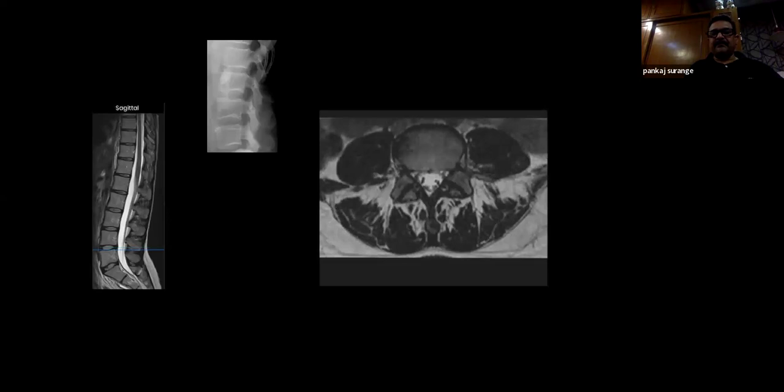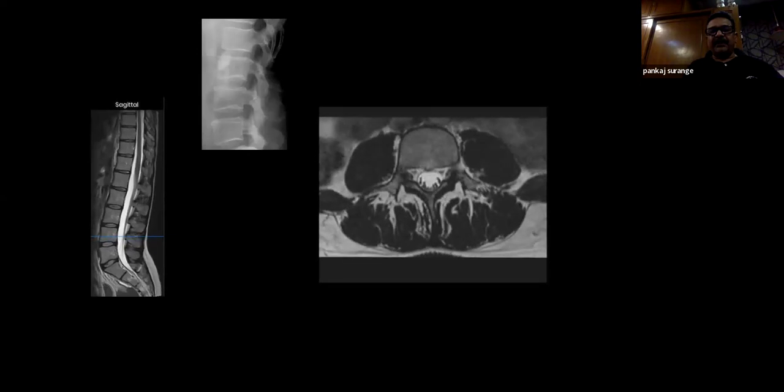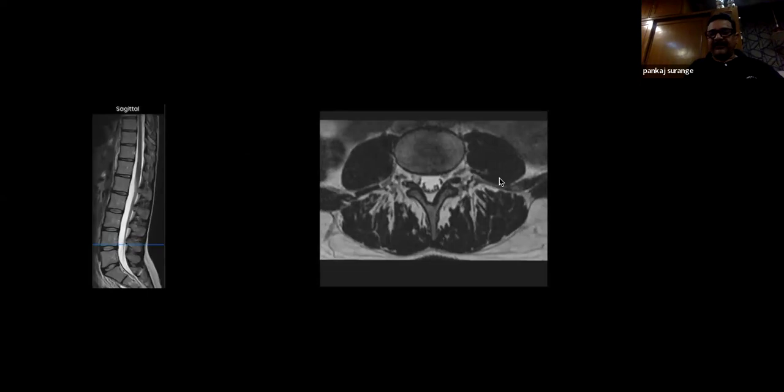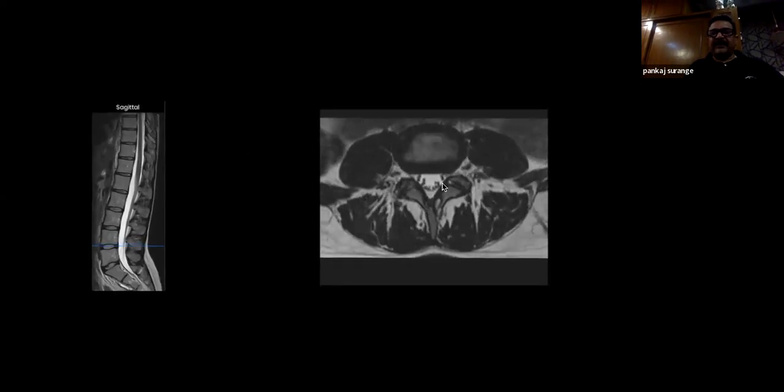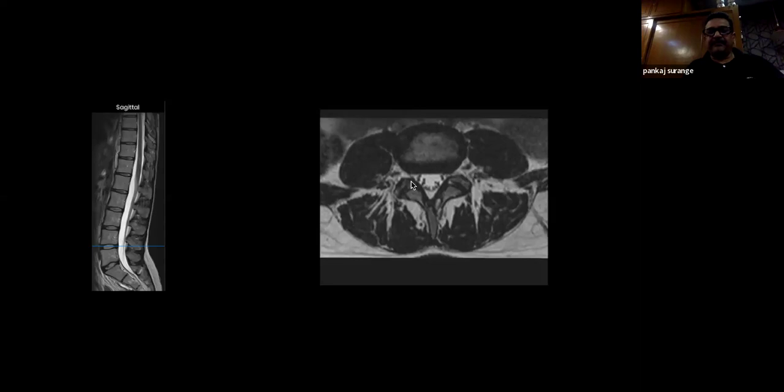Okay, all right. So why is it important to see this? It is important to see because suppose there is a herniation, okay, whether it is central herniation, paracentral herniation, foramen herniation, extraforamen herniation. Okay, that we can see on the axial sections. And also what we can see is their relation with the nerve roots. Which nerve root is getting compressed?